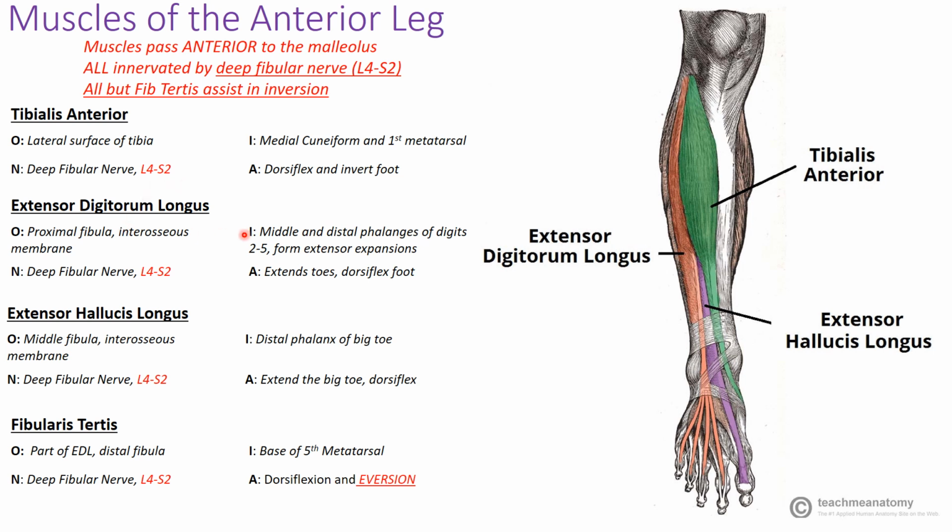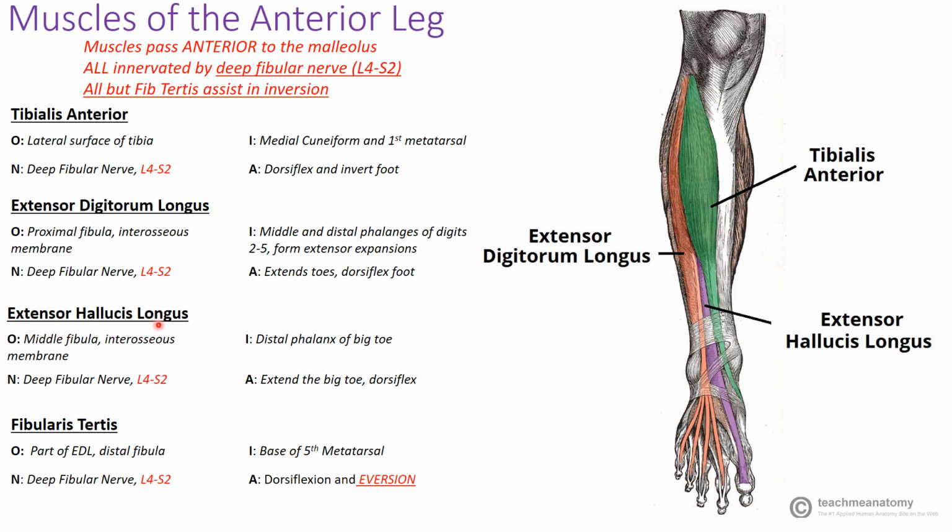Next, we have the extensor digitorum longus. The extensor digitorum longus is located just beside the tibialis anterior, and it is going to arise from the proximal surface of the fibula and the interosseous membrane, and it's coming down, and as it comes down, again, going anterior to the malleolus, it's going to insert into the middle and distal phalanges of digits 2 through 5, and this is going to form the extensor expansions, just like you had the extensor expansions in the fingers. And again, innervated by the deep fibular nerve, L4 through S2, and its action is going to be to extend the toes and dorsiflex the foot.